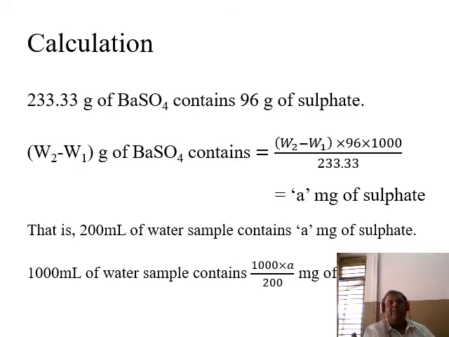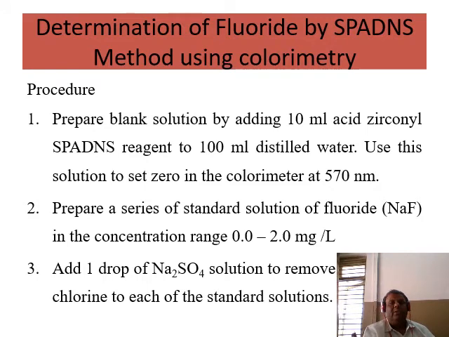Now we shall go for the determination of fluoride ion by SPADNS using colorimetry. Zirconyl SPADNS is a reagent, and now we shall go for the procedure here. In colorimetric estimation, one blank solution is to be prepared, and 5 to 6 known samples are to be prepared.